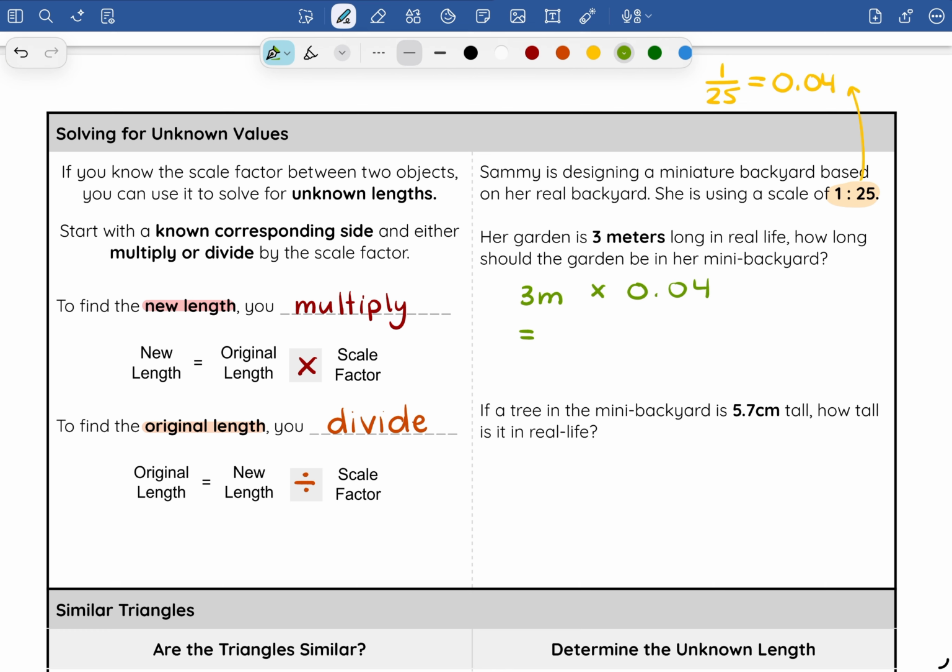As our answer coming out of this, we get 0.12. And this is good, but we need to know our units. And so what would our units be for this answer? Meters, because that's what we put in. And so if you were creating a little crafty miniature backyard, would meters be the best way to measure it? No, what would be better? Centimeters. And so to go from meters to centimeters, we're multiplying by 10 twice. So we're moving that decimal place to the end here. So we end up just getting 12 centimeters, which is a lot easier to visualize the little garden in her little backyard.